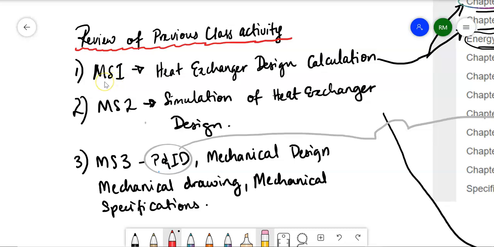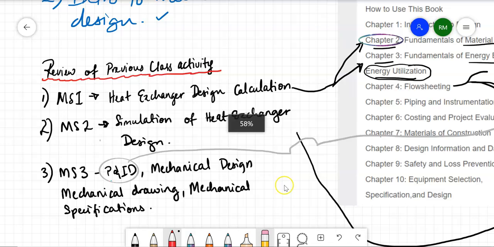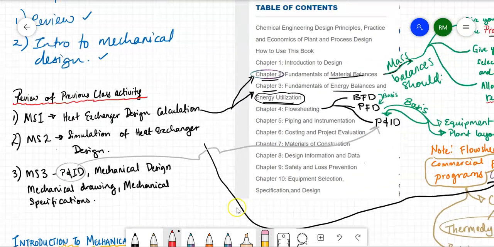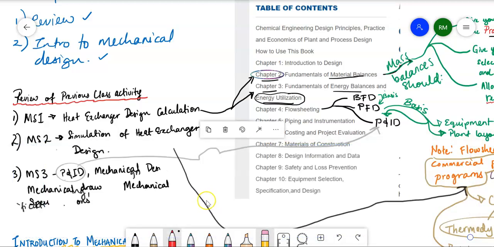The review is on milestone 1, heat exchanger design calculation, milestone 2, simulation of heat exchanger design, and milestone 3, a little bit on P&ID. And this is to give you guys a picture of how everything came together.